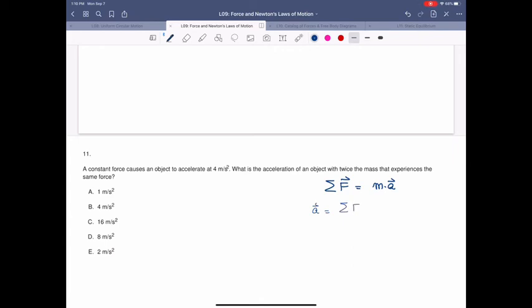The acceleration, one can write it as the net force over the mass. So what is the acceleration of an object with twice the mass that experiences the same force, which means you're exerting the same force on another object which is twice the mass. Well, from this equation you can see that if m is doubled, then obviously the acceleration is half the original acceleration. In other words, this object with double the mass is going to have half the acceleration if the same force is exerted on it. So the acceleration is going to be 2 meters per second squared.